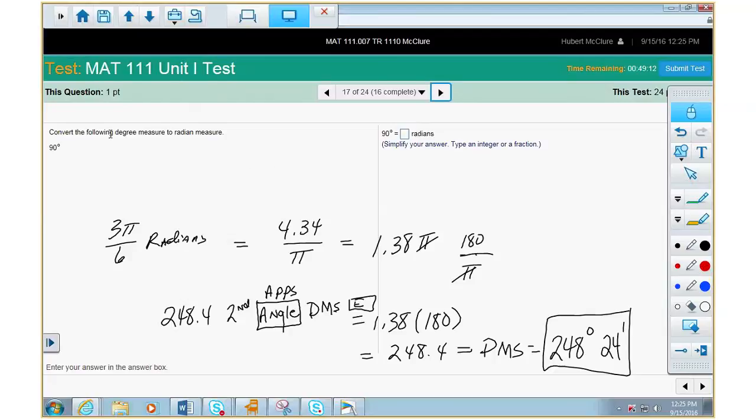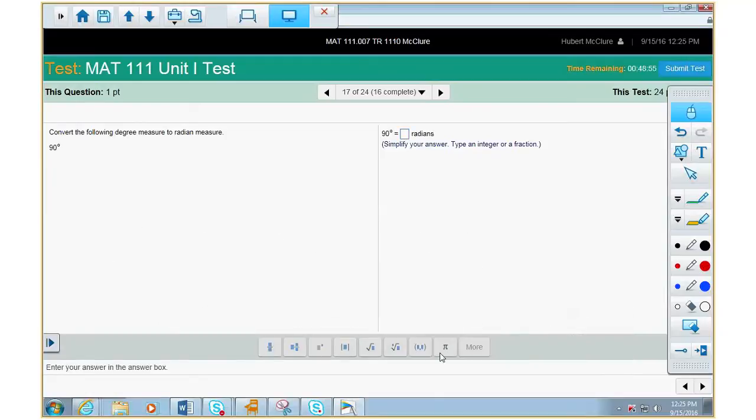Convert the following measure to radian measure. Well, 90 would be what? Pi over 2. I'm sorry. Yeah, whatever you say. Pi over 2. I can't see. Hold on. It'd be pi over 2.